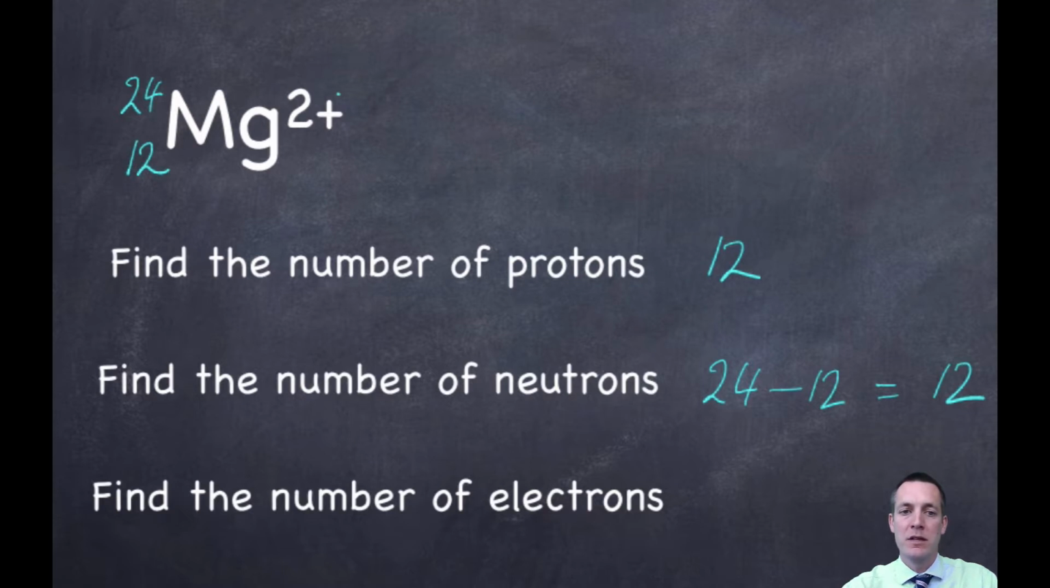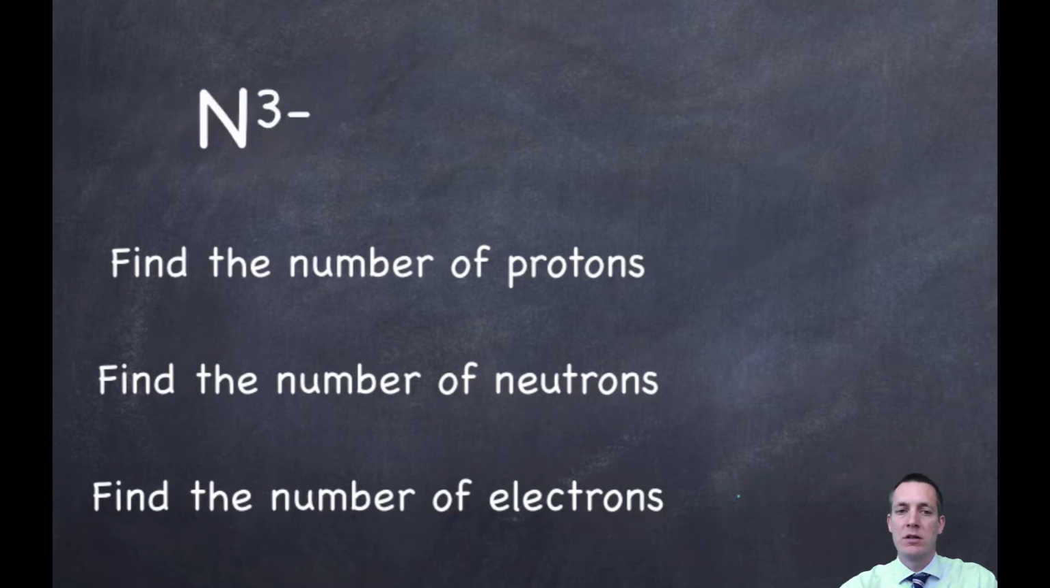But this symbol here is telling us that this atom is not neutral. It's got a charge overall. It's got a positive charge overall. What does that mean? It's lost electrons because electrons are negative. We're left with more protons. How many electrons has it lost? Must have lost 2 because there's 2 pluses. So the number of electrons would have been 12, but it's lost 2, and so it's 10. Let's have a look at another one.